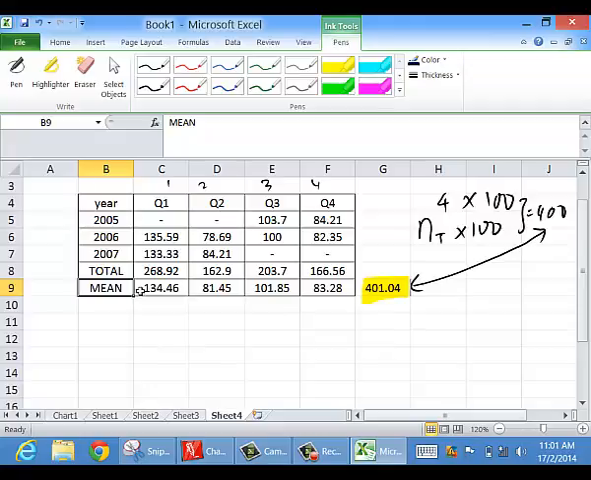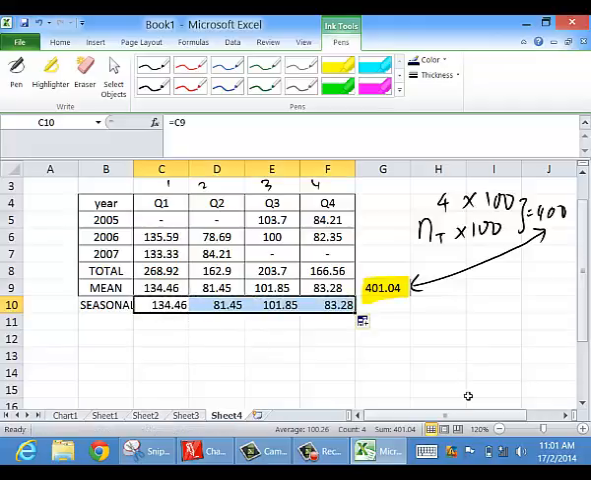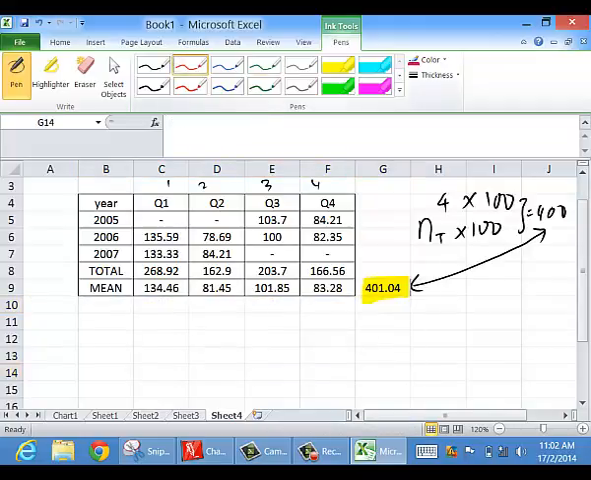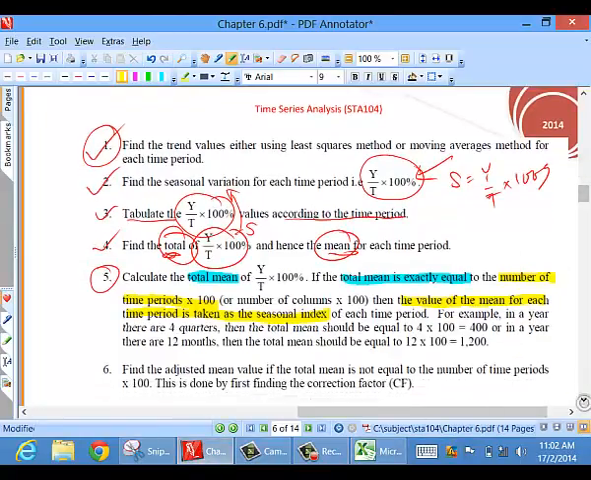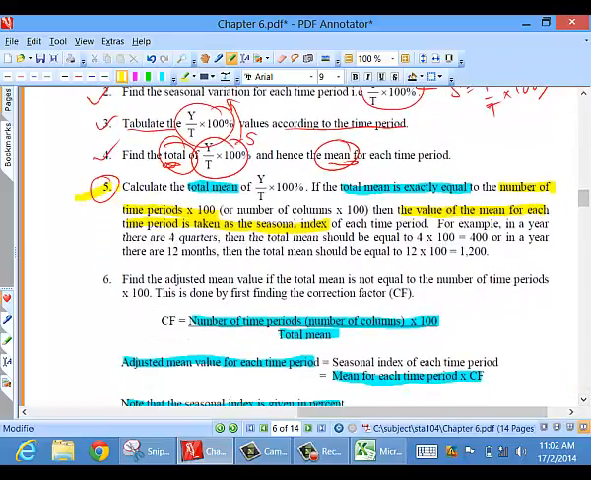Can you understand? So you need to create another column, seasonal index. And the seasonal index is this value. But if this total mean is equal to number of time period multiplied by 100. Since they are not equal, then this is not your seasonal index. So this is not equal. Not equal. So we can skip this one, because the number of time period multiplied by 100 is not equal to the total mean.